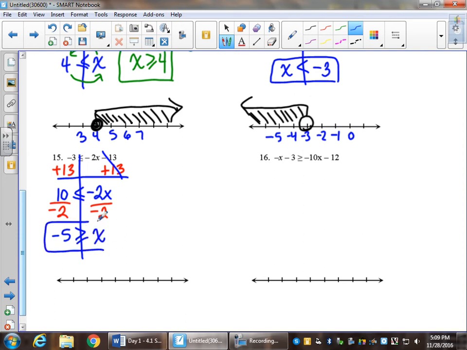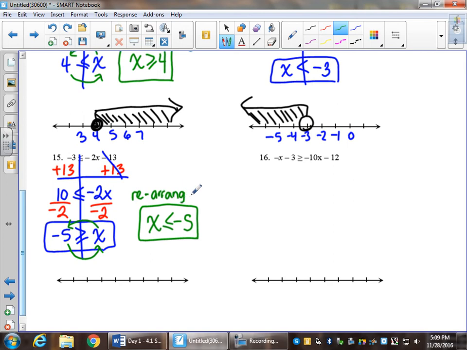So here's my answer. But again, we don't like having the number on this side. We like having the variable. So now we will rearrange. I want x to come over here, and I want this number to come over here. Visually imagine this side of the inequality gets dragged over here with x. So that becomes x is less than or equal to negative 5 because we rearranged it. If I read from the variable, this says x less than or equal to negative 5. These mean the same thing.